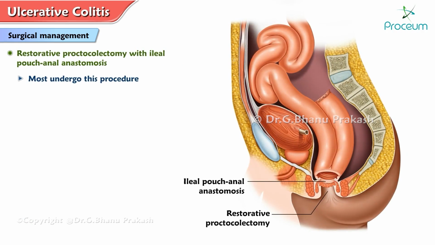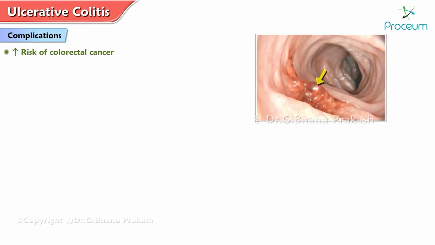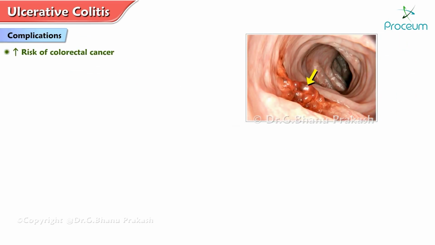Most patients undergo a restorative proctocolectomy with ileal pouch anal anastomosis. Restorative proctocolectomy with ileal pouch anal anastomosis has become the most common definitive operation for the surgical treatment of ulcerative colitis. Complications of ulcerative colitis include increased risk of colorectal cancer.